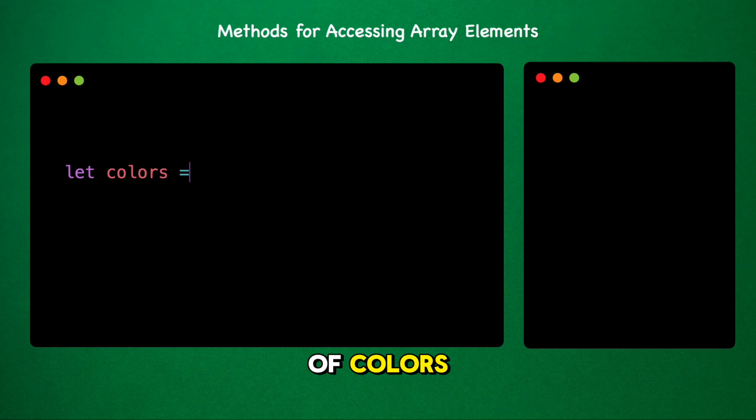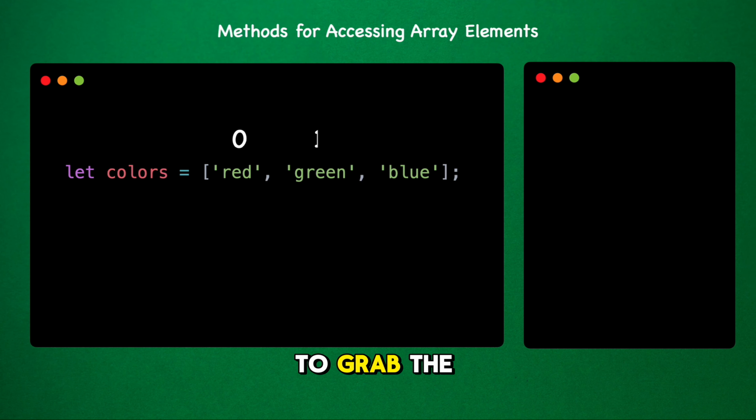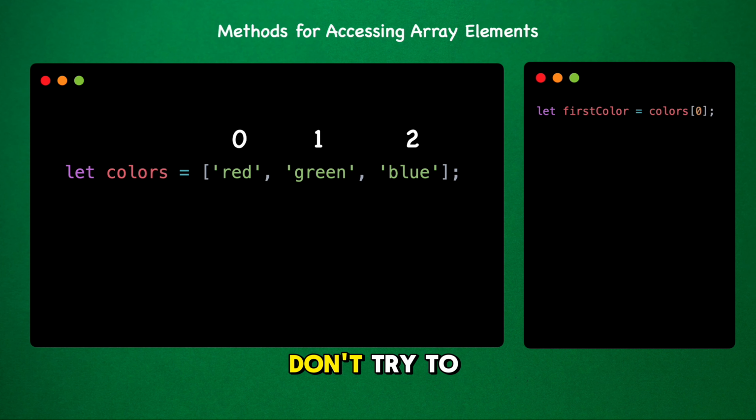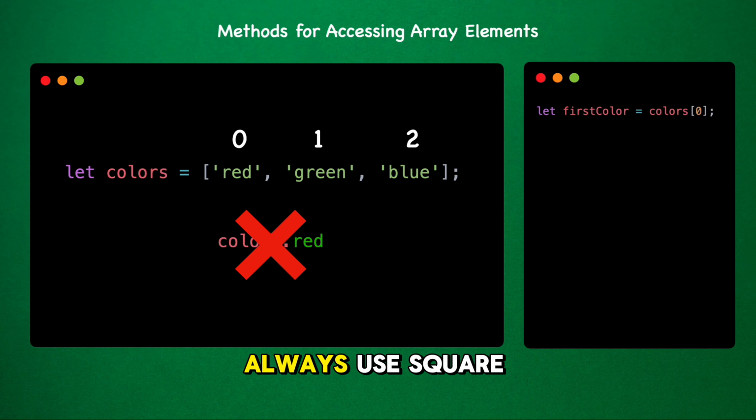Take this array of colors, for example. If we want to grab the first color, we simply use square brackets with the index 0, like this. And there you have it. Red is assigned to the variable firstColor. Easy, right? A quick tip though, don't try to use dot notation with arrays. It won't work and will give you a syntax error. Always use square brackets to access array elements.